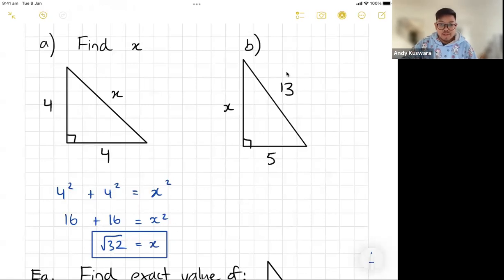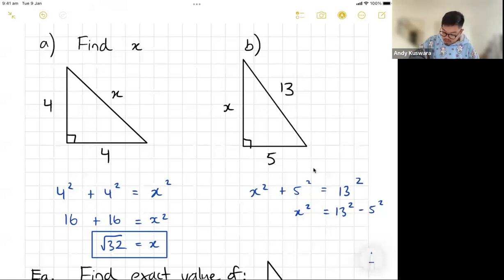For this one here, we've got something similar, but this time we know the hypotenuse and we're missing a shorter side. So in this case, I'm going to do the same thing. I'm going to write it as x squared plus 5 squared should give me my hypotenuse squared, which is 13 squared. And so from here, I can see that it's just going to be 13 squared take away 5 squared, by minusing 5 squared from both sides, making x my subject. And again, this should give me something like x squared equals, I think it's 169 take away 25.